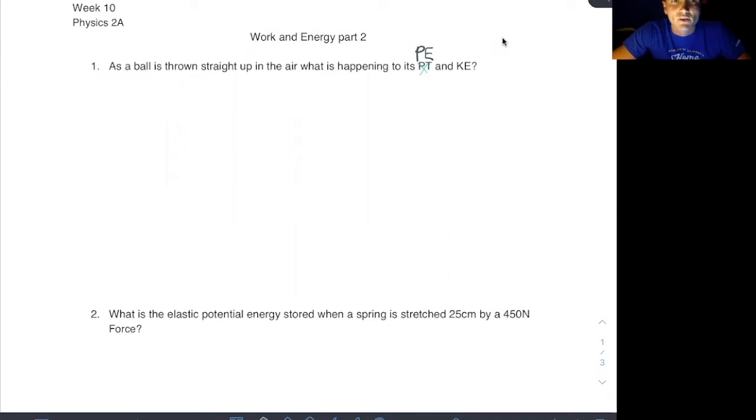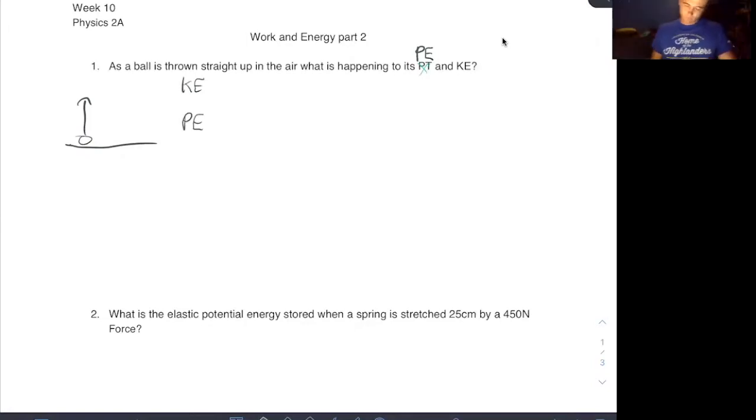So, first question: as a ball is thrown straight up in the air, what is happening to its potential energy and its kinetic energy? Okay, so a ball is thrown straight up in the air, right? I don't know if I have to draw a diagram for you guys, but straight up in the air. Okay, so what is happening to its kinetic energy and its potential energy? So pretty much what's happening is the potential energy is going to be increasing and the kinetic energy is going to be decreasing. So why is that?